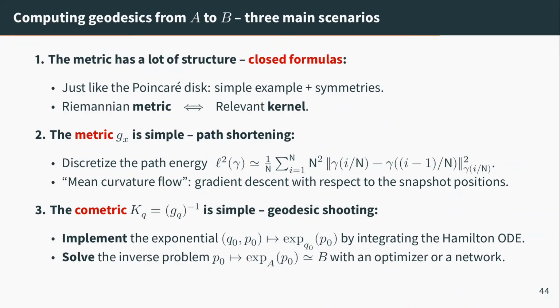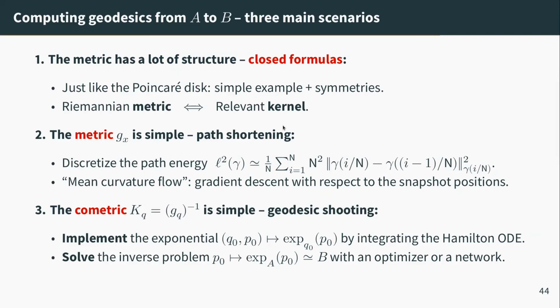And when you're in this very favorable setting, then you can make proofs, and you're going to find closed formulas for your geodesics. Just like the Poincaré disk, usually for those proofs, you first show for simple examples that geodesics look a certain way, and then using symmetries of the space, you're able to extend that to all pairs of points. And so in practice, in this setting, defining a Riemannian metric is just a way of ending up on a good kernel formula that you can use to do interpolation or whatever. So that's for mathematical examples.